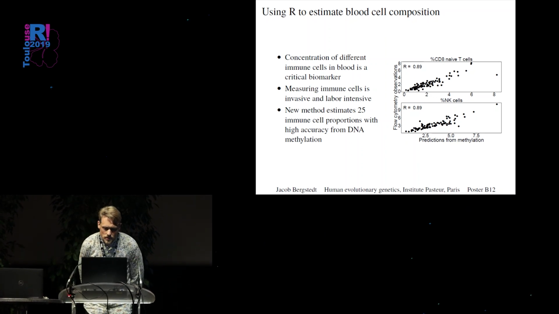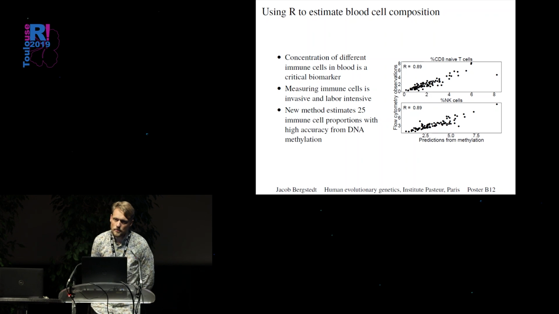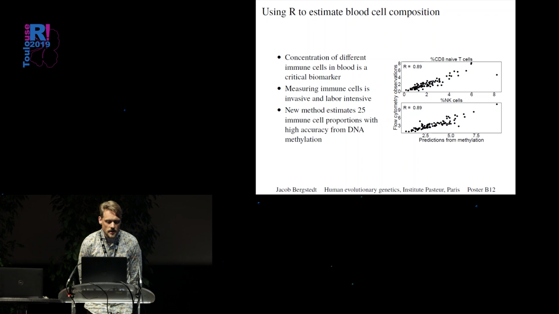Concentration of different immune cells in blood could be a critical biomarker. They are not currently used a lot in the clinics because to measure them is invasive and very costly. Our method that we have estimates these measures by standardized routine genomic measurements. We hope it could be used routinely in the clinics.